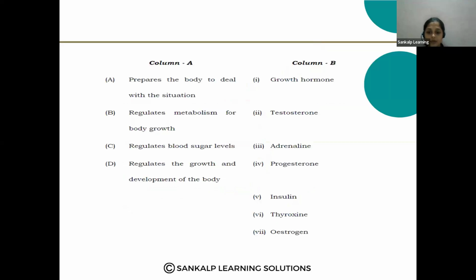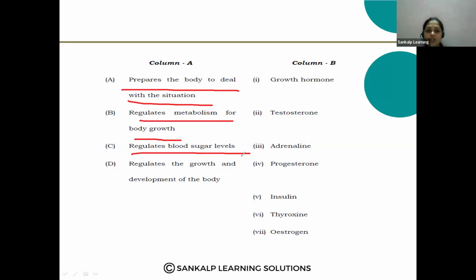So see the next question. Here, column A and column B are given. You should match column A with the correct answer in column B. Okay. So here: prepares the body to deal with the situation; regulates the metabolism for body growth; regulates the blood sugar level; regulates the growth and development of the body. So here the functions of the hormones are given. In column B the hormones are given. You should match the correct hormone with the correct function.